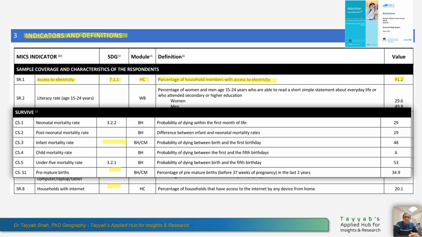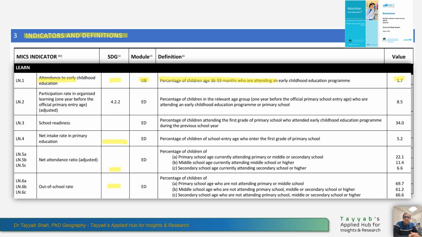Another area is Survive, which is about the children. So we have different kinds of mortality rates: neonatal, post-neonatal, infant mortality, child mortality under 5, premature birth. So they have different kinds of survival indicators related to child survival. This information could also be interesting if somebody is looking at the reasons and factors behind high mortality rates in some region.